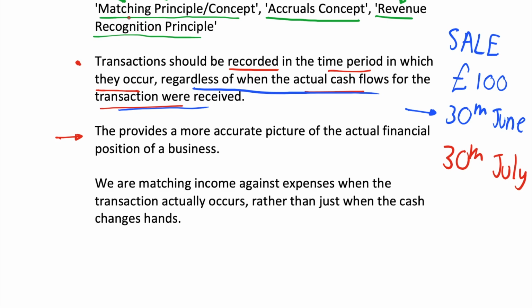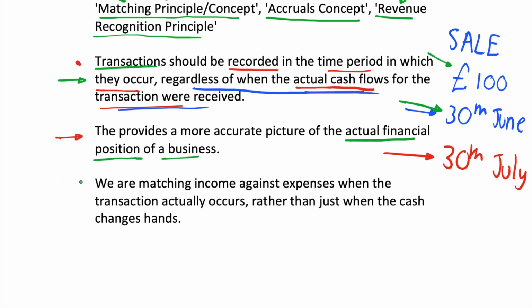What the accruals principle is saying is that this doesn't actually matter for our accounts. No matter when we actually receive this money, no matter when the actual cash flows are received, it doesn't matter. Our transaction is going to be recorded on the 30th of June, which is when the transaction occurred, when this person agreed to pay us this £100, because it doesn't matter when we're going to receive it. The point is that we will receive it. So this is going to be a factor in the actual financial position of our business. So we record it when the transaction occurs, when we make the sale, not when we receive the cash.